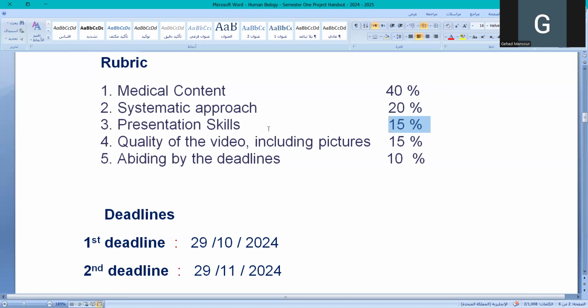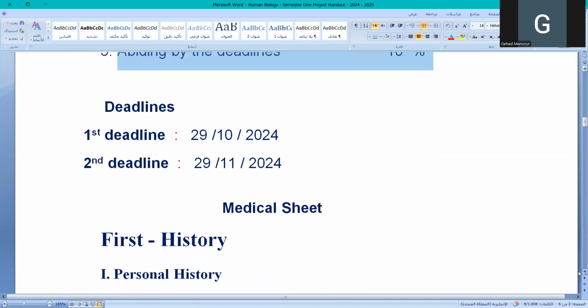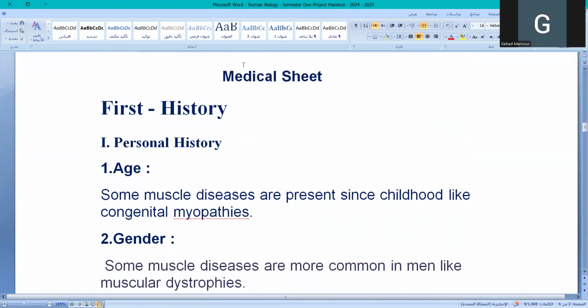And you should show it on the video, of course, meaning that it's not acceptable to display, for example, a PowerPoint presentation. No, a video of a PowerPoint presentation will not be acceptable. The quality of the video, including the presence of diagrams and pictures and some labels on the screen, is worth 15%, and abiding by the deadlines that you see on the screen is worth 10%.